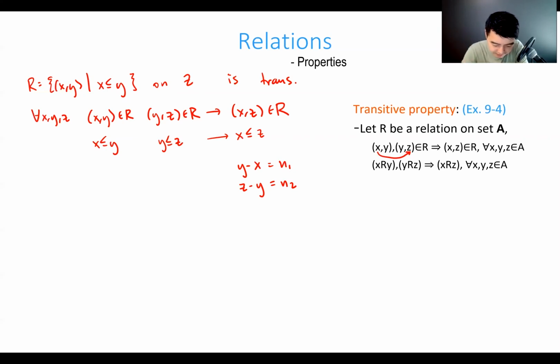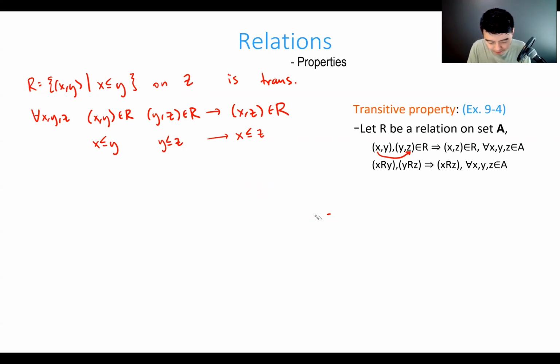So how do we do this here? Let's add these two. If I add them, I get z minus x equals n1 plus n2. If you take two non-negative numbers and add them together, you will also get a non-negative number. So it's a good mini proof. This is always good practice for discrete mathematics, to think about how you would prove something to be true.